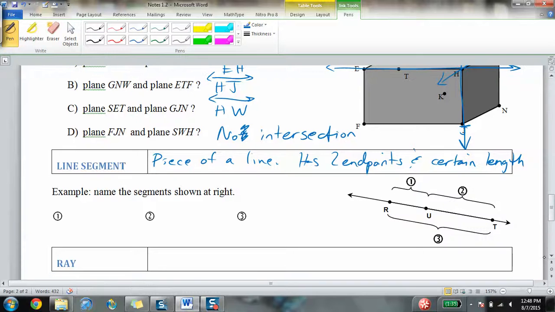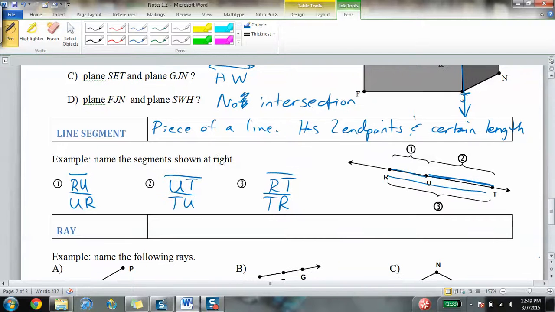So, ways to name segments. We name them in a similar way that we name lines, except for a line, we draw two arrows on the top of our line symbol. For a line segment, we don't draw those arrows, to show that it is a line segment and that it ends. It doesn't keep going like a line. So one segment that we have here is RU, so that's segment 1. Segment 2 is this segment right here, so that would be called UT. And the third segment is going all the way from here to here. We would call that segment RT. And again, just like a line, you could also call this UR. You could also call it TU. You could also call it TR. Doesn't matter what order you use the points in.